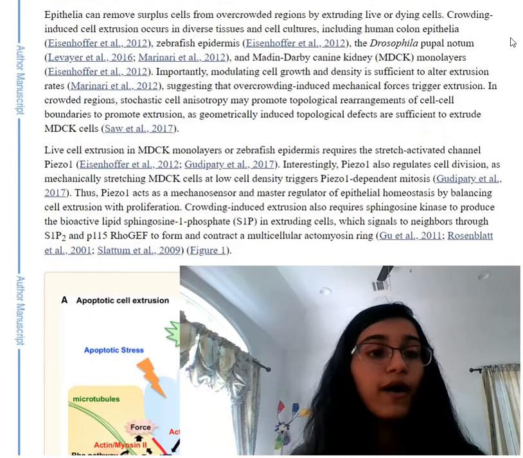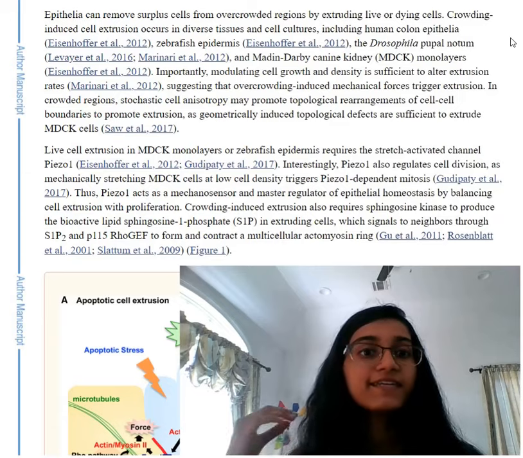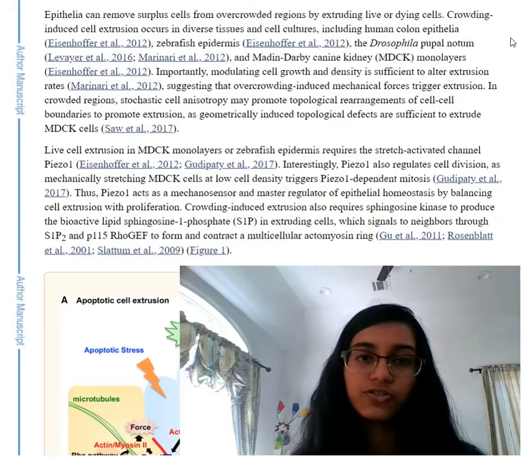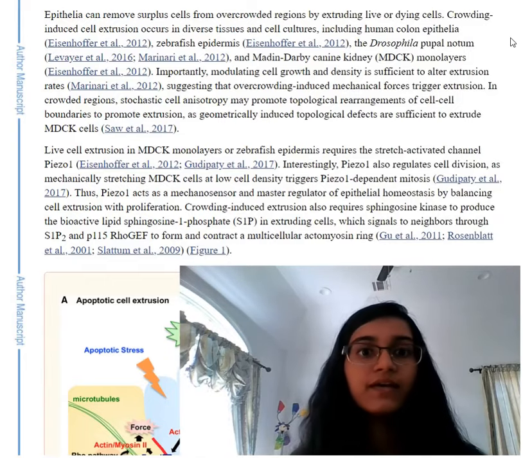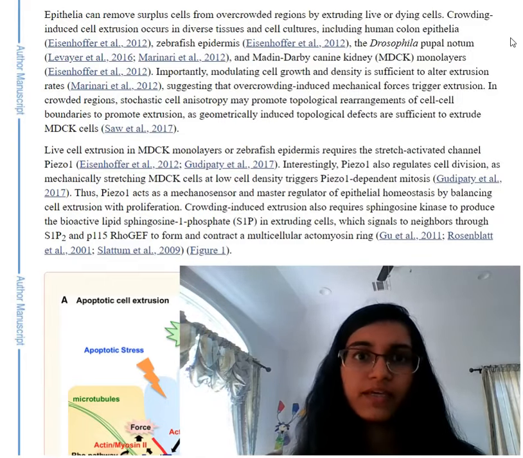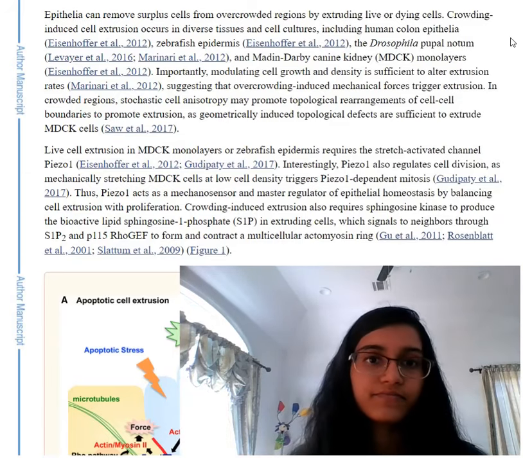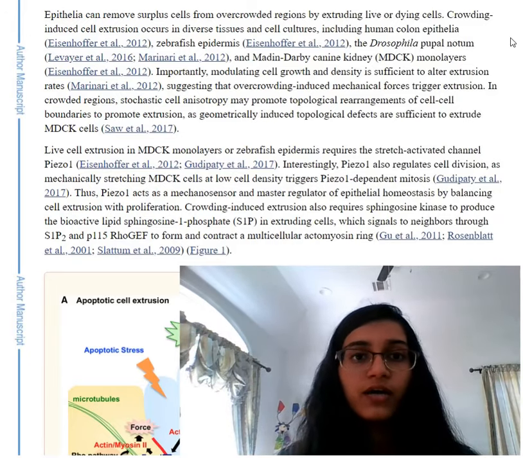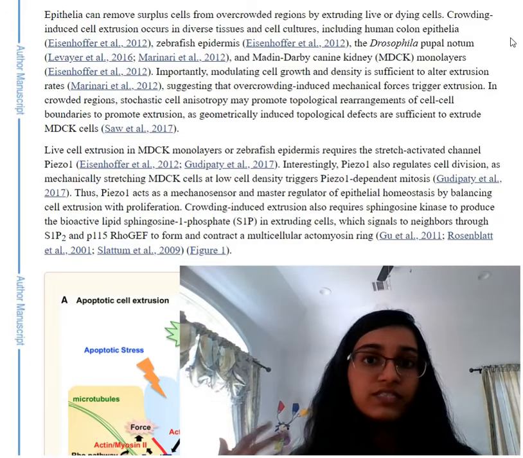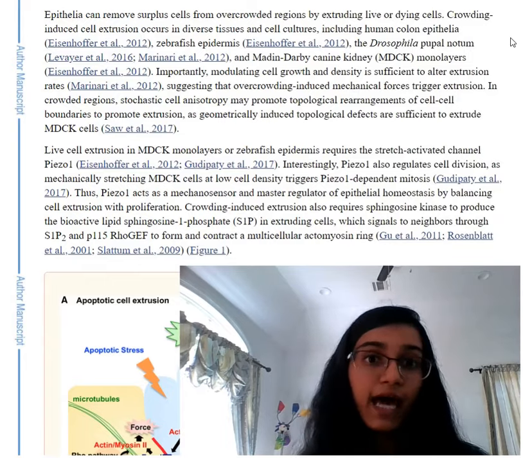Furthermore, we know that crowding-induced cell extrusion occurs in diverse tissues and cell cultures, including human colon epithelia, zebrafish epidermis, the Drosophila pupal notum, and Madin-Darby canine kidney monolayers, or MDCK cells. This sentence basically just gives us a brief overview of all the different types of cells that cell extrusion can happen in.